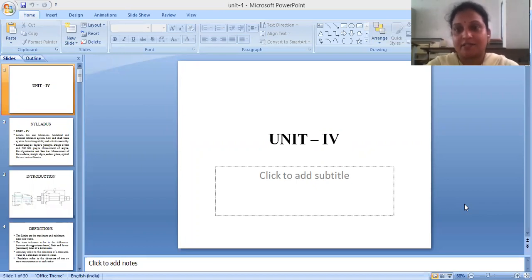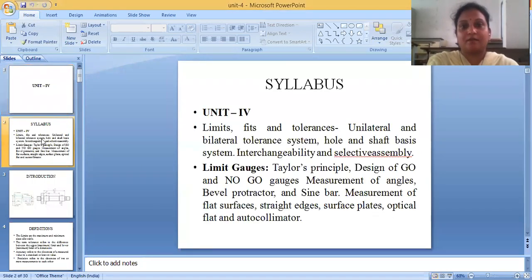In today's class, let us discuss a few topics of metrology and machine tools from Unit 4. Now, let us first look at the syllabus copy before entering into Unit 4. So this is the syllabus of Unit 4.